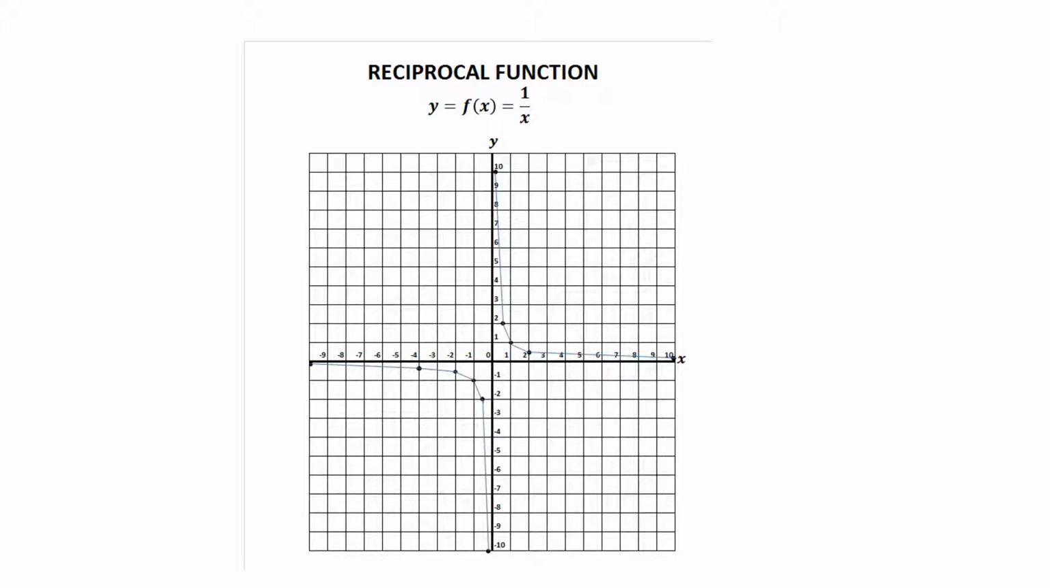1 over 10, 1/10. And you look at the right-hand side of the graph, it's getting very close to the x-axis, but it's never going to touch it. So if you took 1 over 1,000,000, that's 1/1,000,000. It's still not at 0.